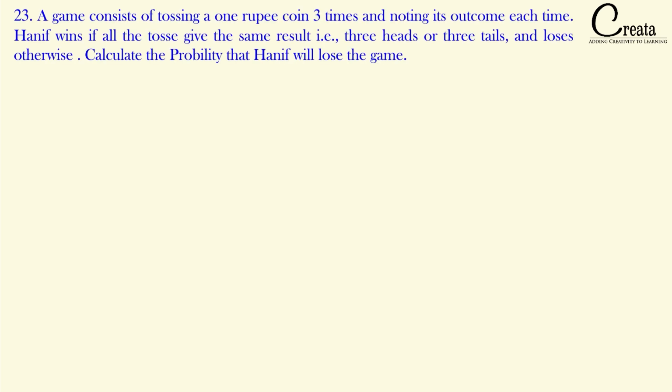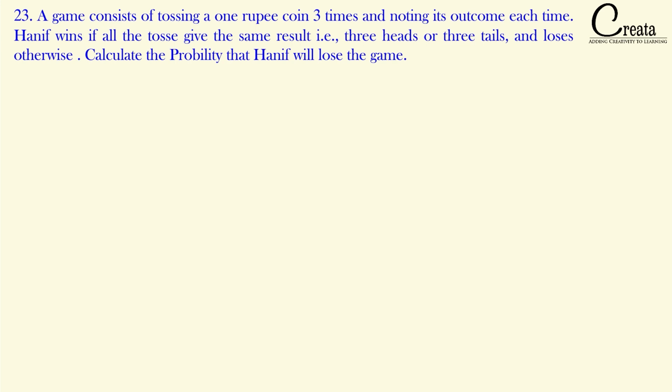Let's move to question number 23. A game consists of tossing a 1 rupee coin 3 times and noting its outcome each time. Hanif wins if all the tosses give the same result, that is 3 heads or 3 tails, and loses otherwise. Calculate the probability that Hanif will lose the game.